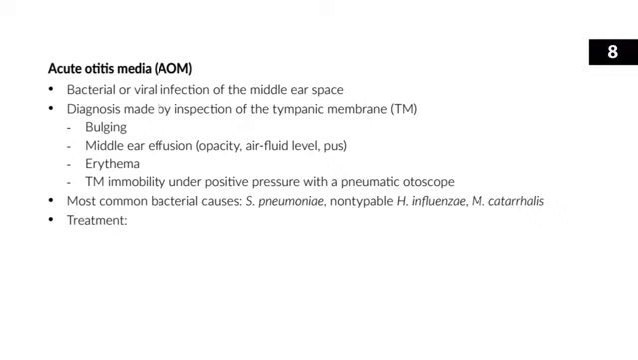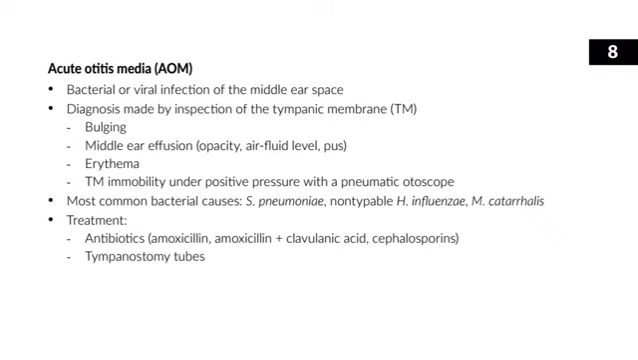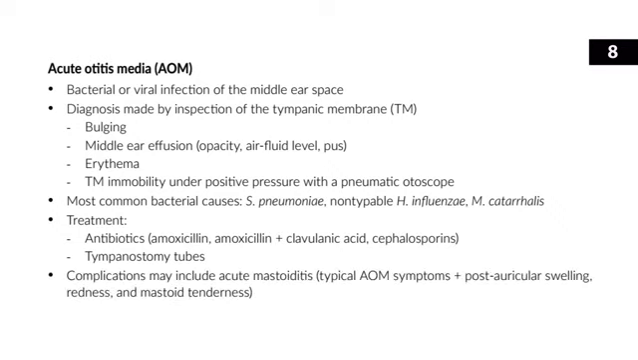And then what antibiotics do we use to treat acute otitis media? Well, you can use amoxicillin. You can use amoxicillin plus clavulanic acid, or you can use cephalosporins. And for kids with recurrent episodes of acute otitis media, you may need to place tympanostomy tubes to maintain equalized pressure. One of the complications to be aware of with acute otitis media is acute mastoiditis.